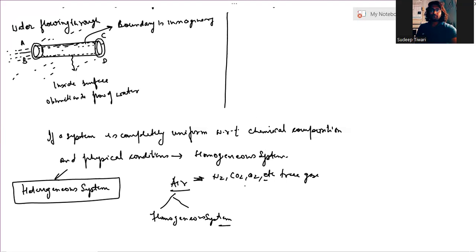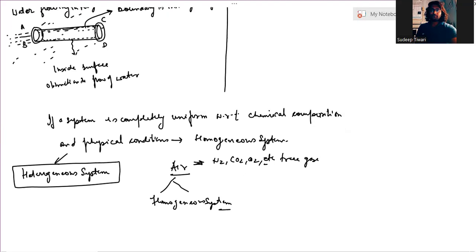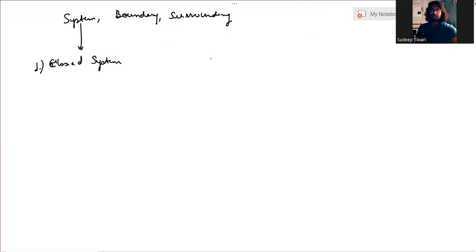Now let us come to an important aspect of thermodynamics, and these are open and closed systems. We have studied system, we have studied boundary, and then we have studied the surrounding. So anything that lies outside the boundary is called the surrounding. So let us first discuss what the system is. A system can be of two types: closed system and open system.